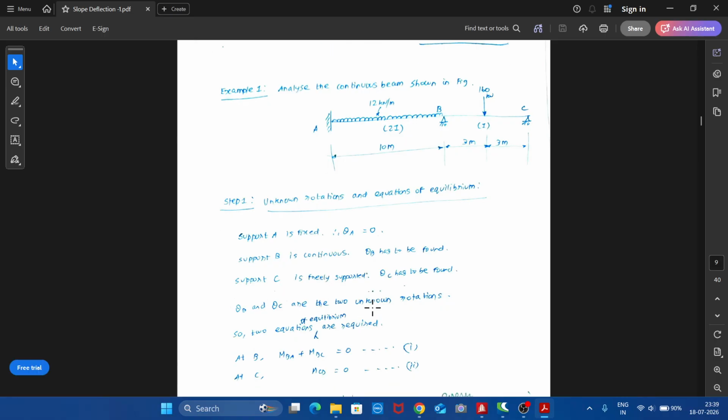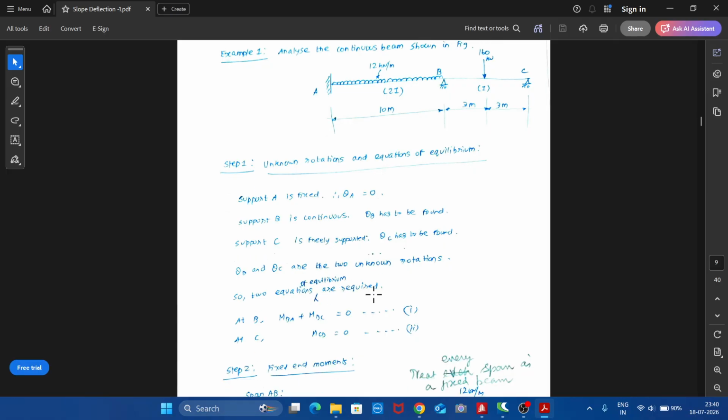So this is the first step: you need to identify the unknown rotations. In case A is also on a roller or pinned support, then theta A, theta B and theta C will be the three unknown rotations. Here we have two unknown rotations, so we will require two equations of equilibrium.